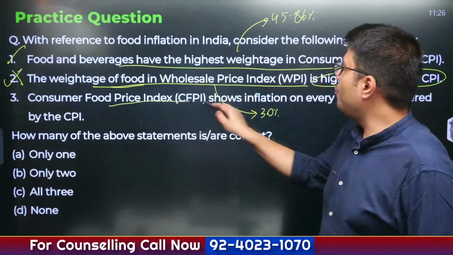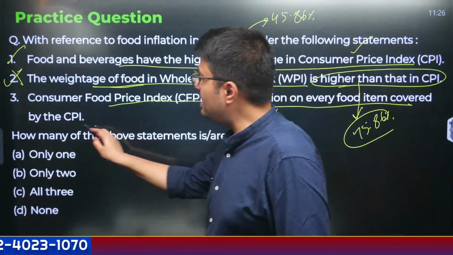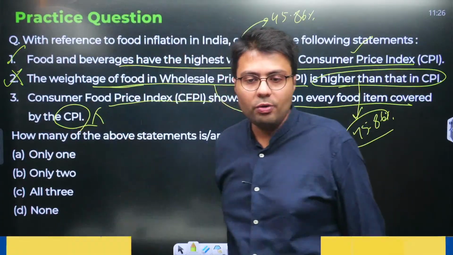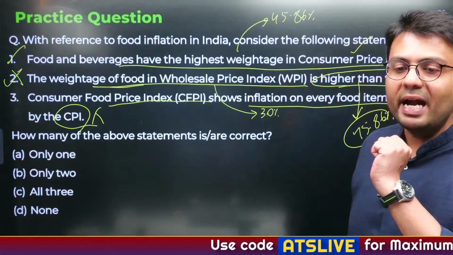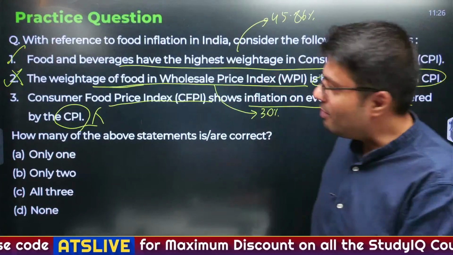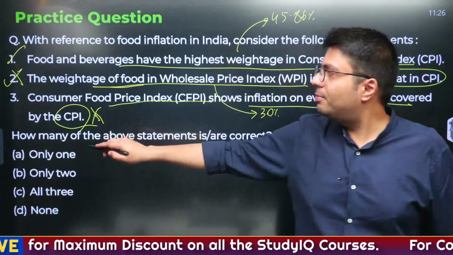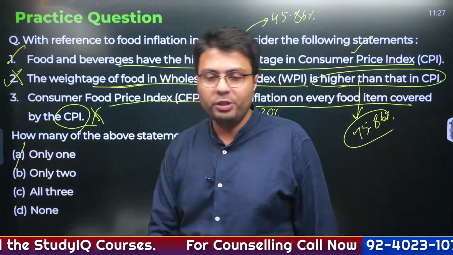Now, the consumer food price index shows inflation on every food item covered by the CPI. This is incorrect. I have told you certain food items have been eliminated, like processed foods, confectionery, sweets, right? So, the third statement and the second statement are incorrect, the first is right, and only one option is your right answer.